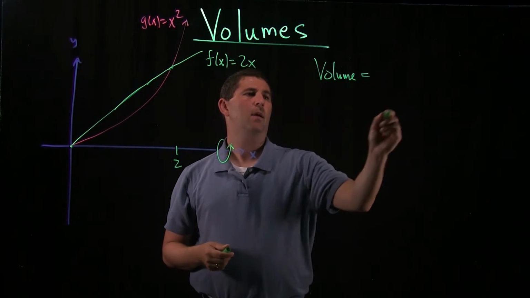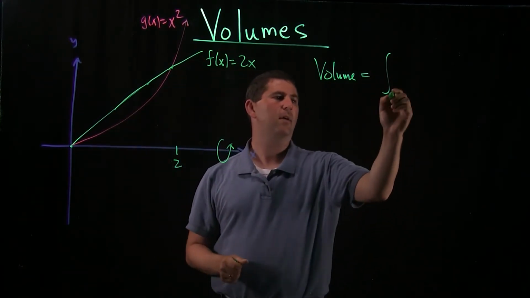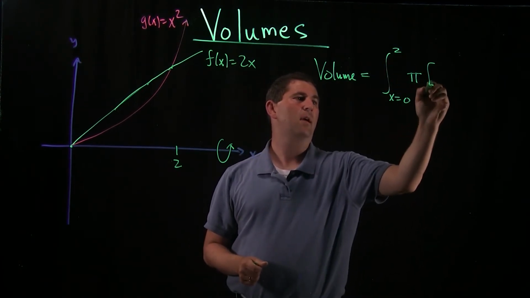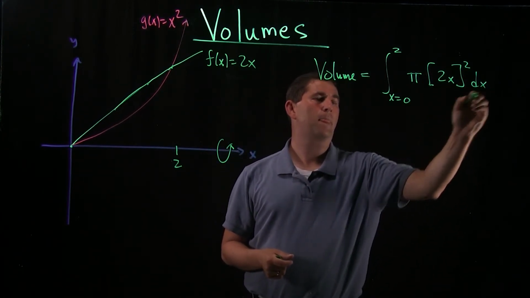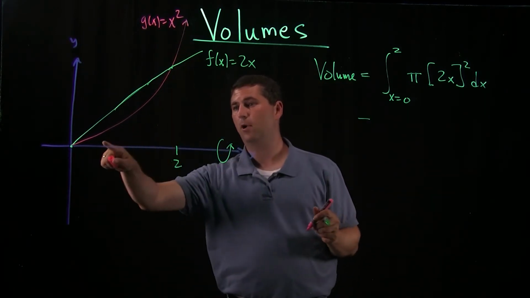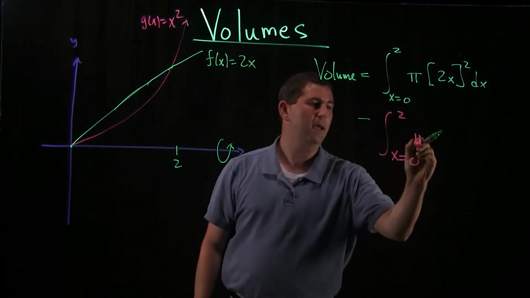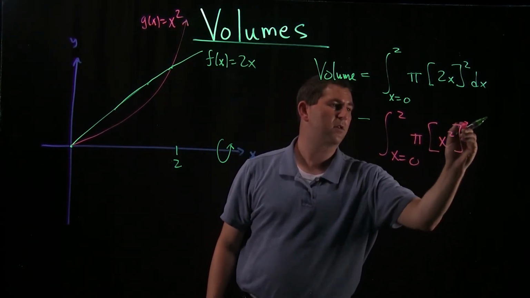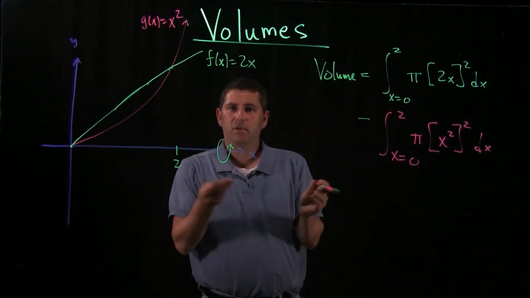then the volume is going to be given by taking, well, let's do the big function first. That's the 2x. I integrate from 0 to 2 pi times my f of x, which is 2x squared. And then I'm going to subtract the hole inside, which I get from the smaller function. So I integrate from 0 to 2 pi, and now my function here is x squared dx. Okay, not so bad.